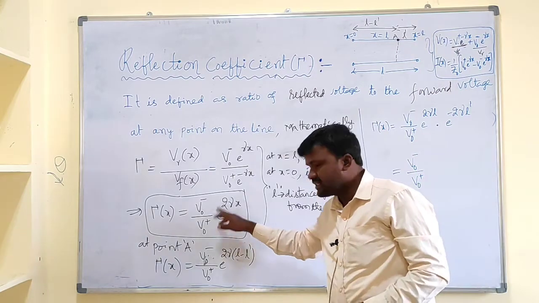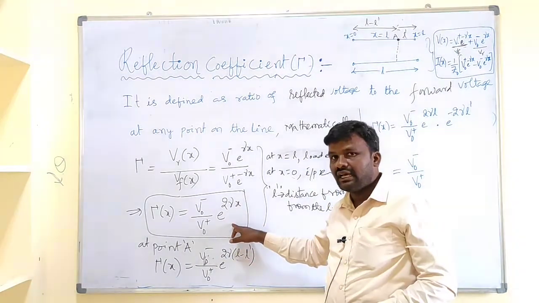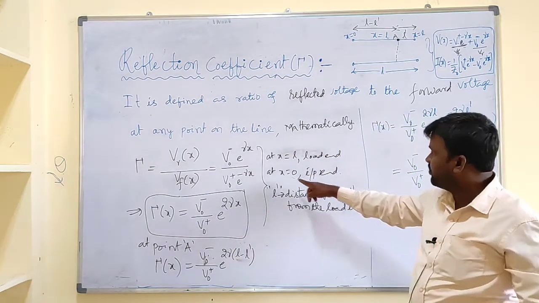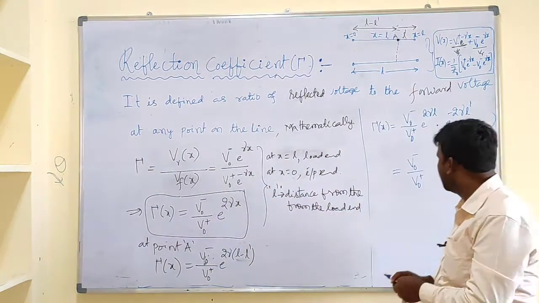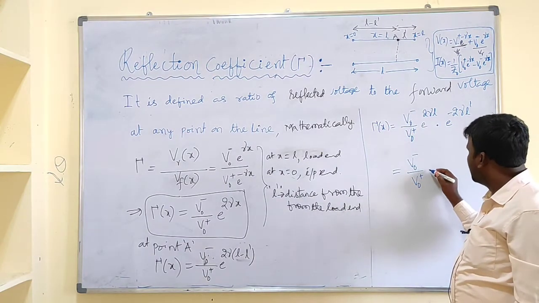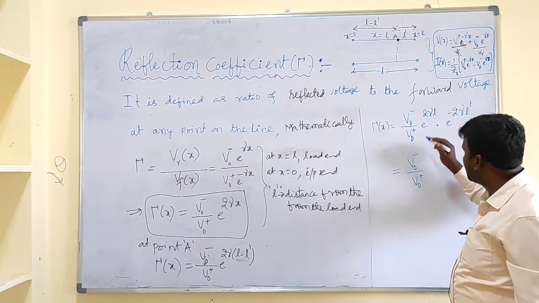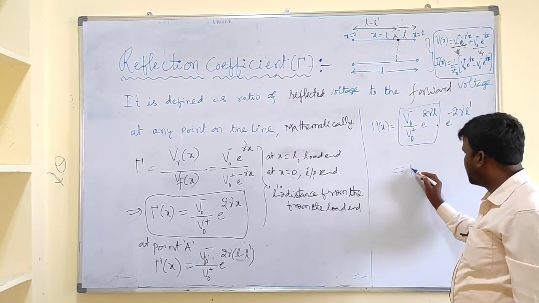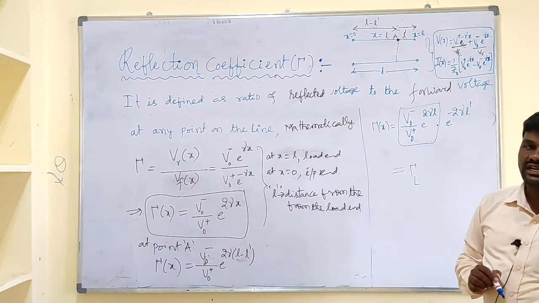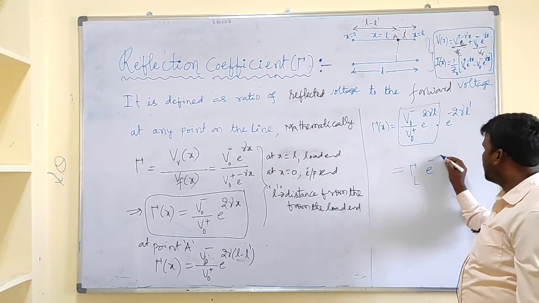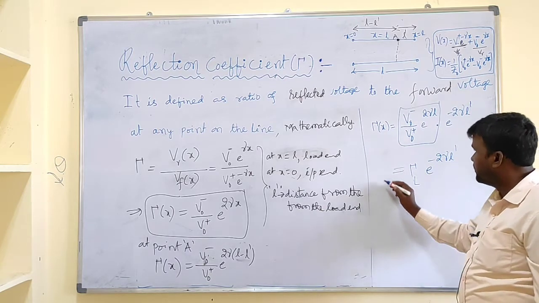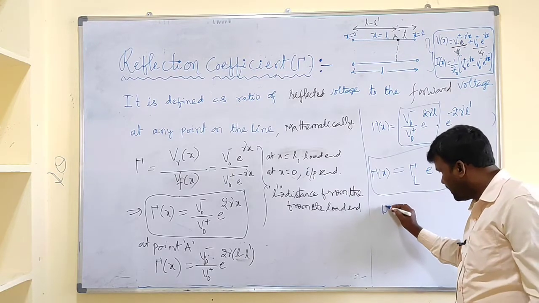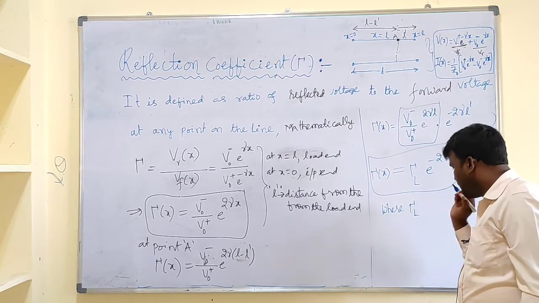e to the power 2 gamma x means the reflection coefficient at any point on the line. If x is L, it is at the load end. That means V0 minus by V0 plus e to the power 2 gamma L can be taken as the reflection coefficient at the load end. We can write that as gamma L into e to the power minus 2 gamma L dash, where the reflection coefficient at any point is given like this. Where gamma L equals what?